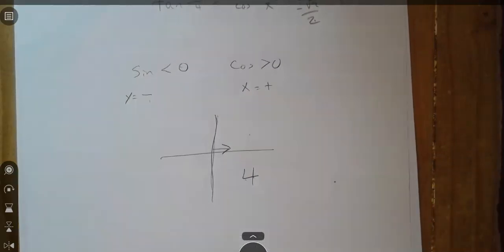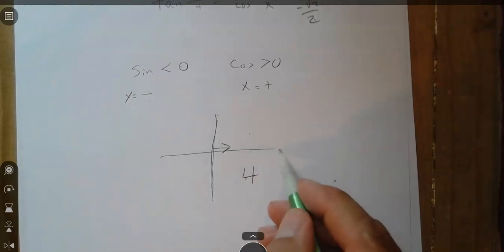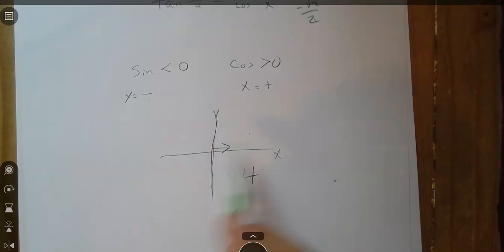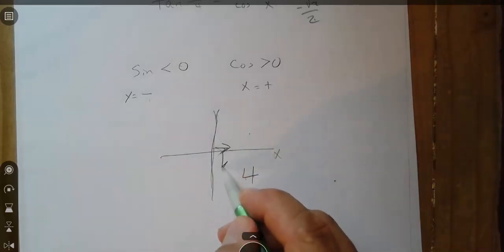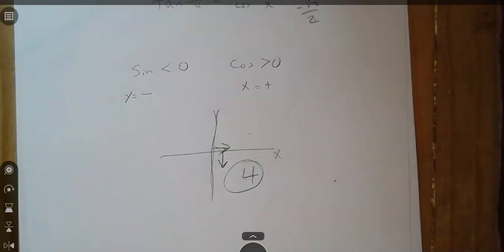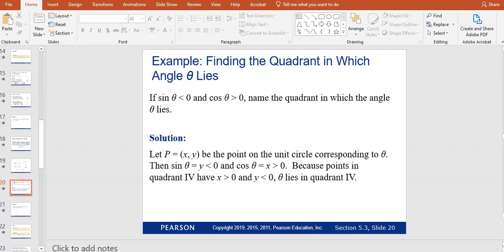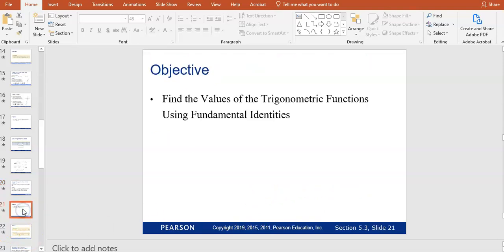Let me move this up. So here, my x and my y. So if my x is positive, I'm this way, and if my y is negative, then I'm that way, so I have to be in my fourth quadrant. Okay, quadrant 4. So that's the easy way, I think, to think of those.